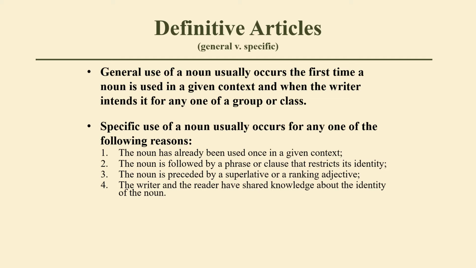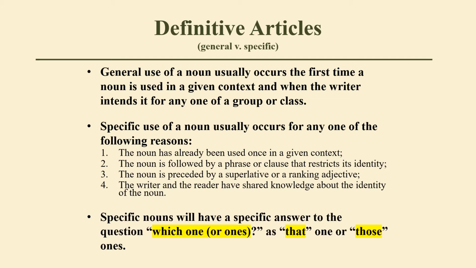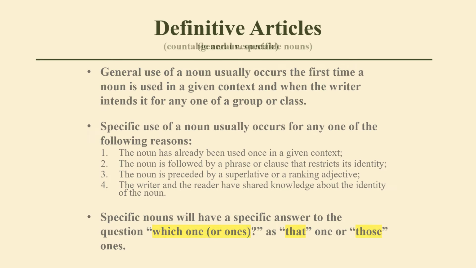The noun has already been used once in a given context. The noun is followed by a phrase or clause that restricts its identity. The noun is preceded by a superlative or a ranking adjective. The writer and the reader have a shared common knowledge about the identity of the noun. A specific noun will have a specific answer to the question, which one or ones, as that one or those ones.